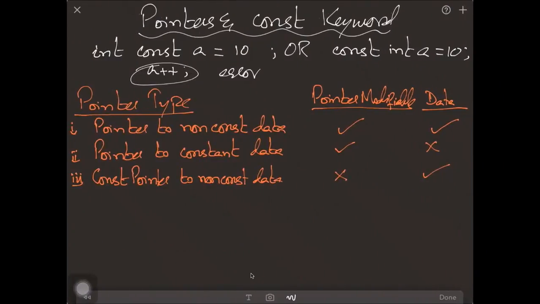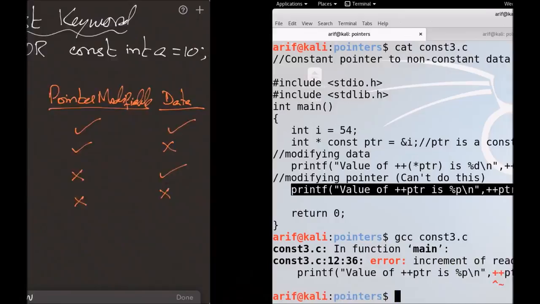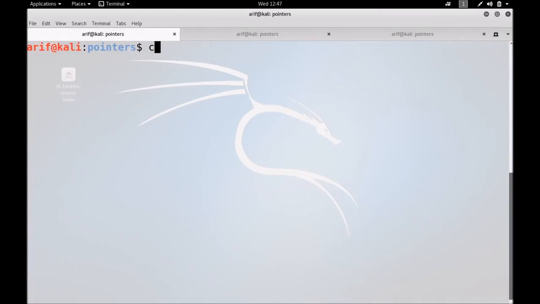And the last option is constant pointer to constant data. And in this case, neither can we modify the pointer nor can we modify the data. Let's see the code for this.